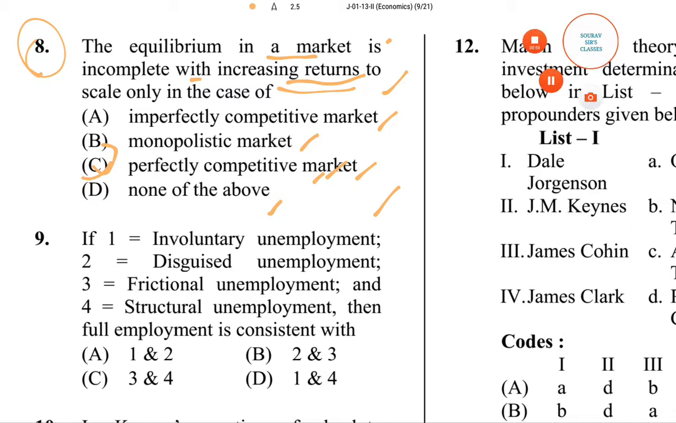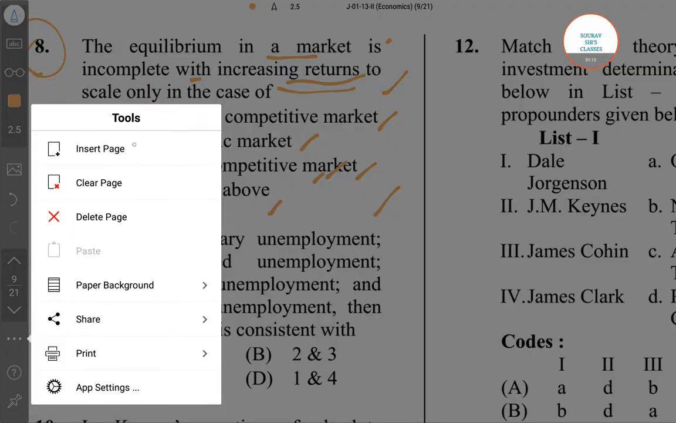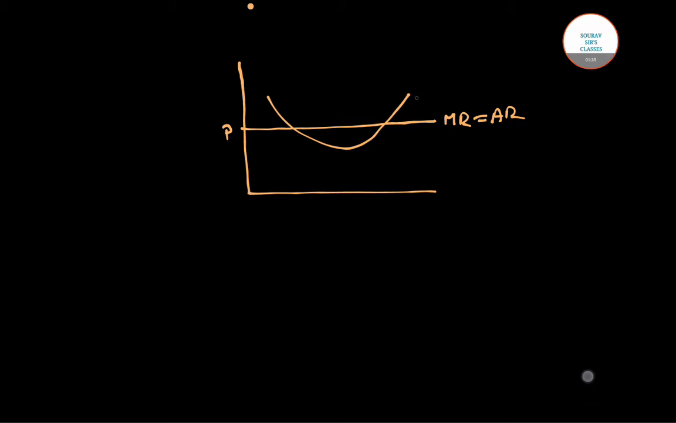So we have to remember that the equilibrium in a market is incomplete with increasing returns to scale only in case of perfectly competitive market. So now I'll draw, suppose, I'll write down the equilibrium. So in perfectly competitive market, the firm is a price taker. So P is equals to MR equals to AR, and MC cuts MR from below. So this is the equilibrium level.